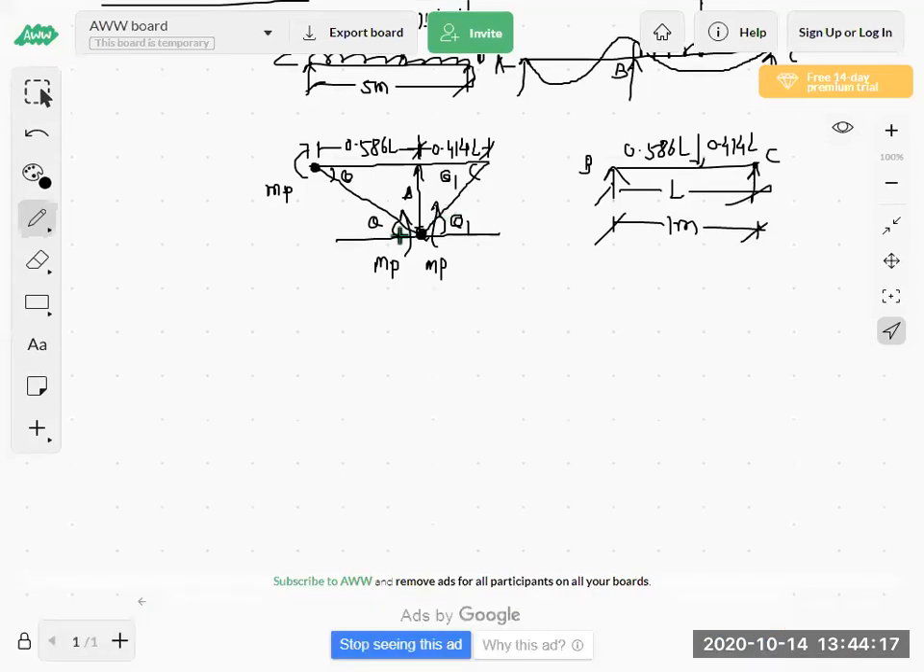So this is the mechanism for this UDL span beam. Now we have to calculate external work. Here also an important step is there. For external work done, again force into displacement. Work done is nothing but force into displacement. Now here, force: UDL is there. So what is force? We have to convert this UDL into point load.